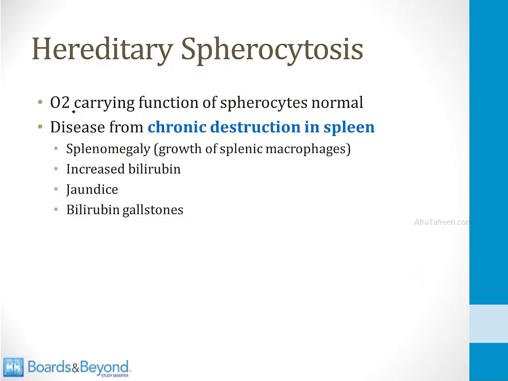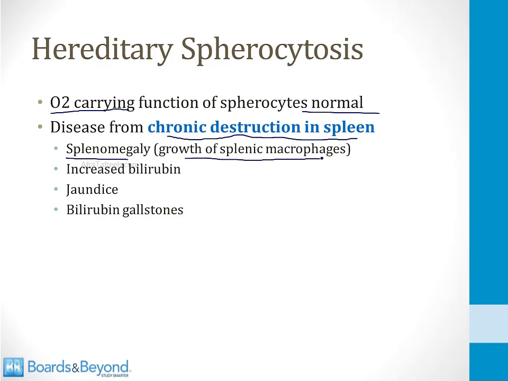It turns out that the spherocytes work just fine at carrying oxygen. The oxygen-carrying function is normal. The problem in spherocytosis is chronic hemolysis by destruction of red cells in the spleen. These patients have chronic extravascular hemolysis because those red cells with abnormal membranes go through the spleen and they are phagocytosed. So these patients classically develop splenomegaly.